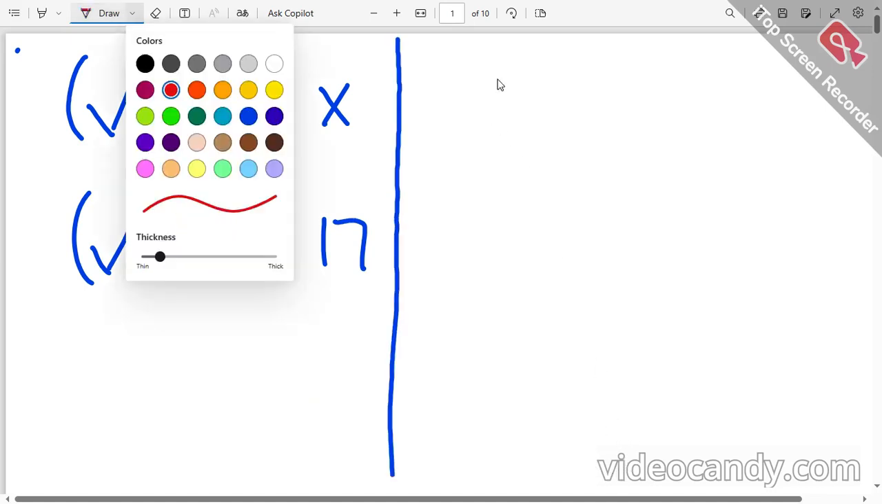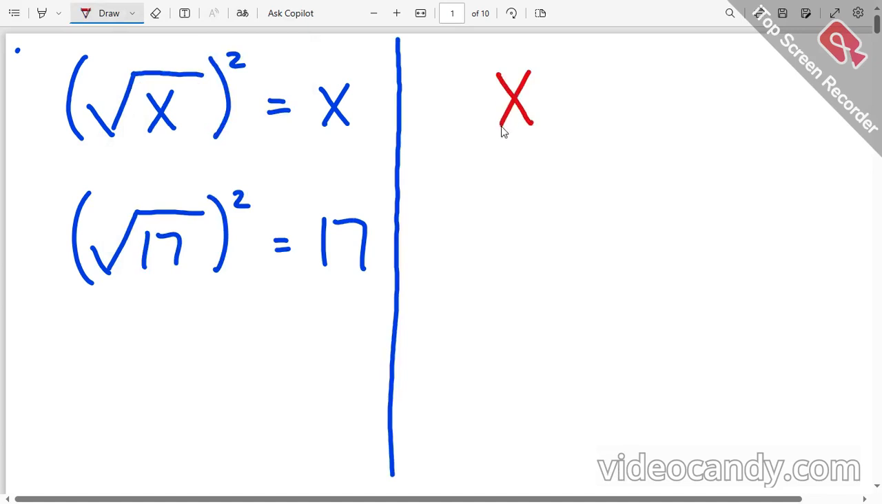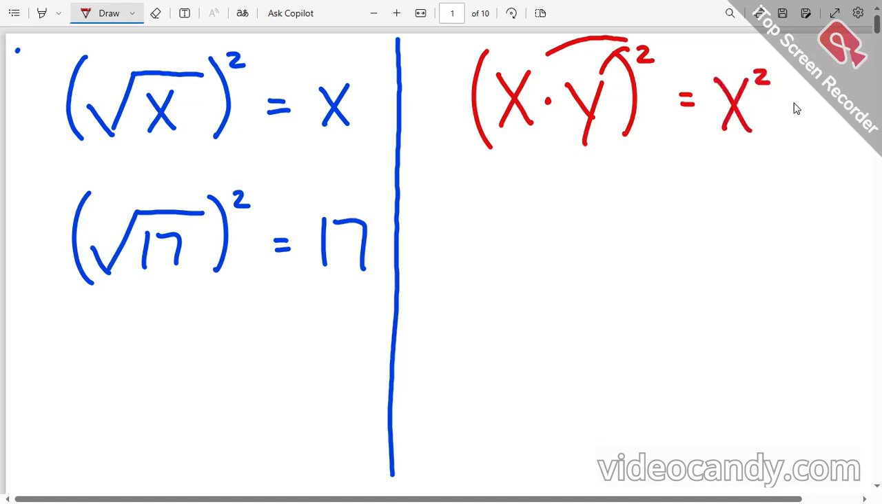Now, if you have two numbers multiplied by each other, let's say you have x times y, and you square that, that squared actually gets distributed to both terms. So if you have x times y and you square the whole product, that's going to be x squared times y squared.